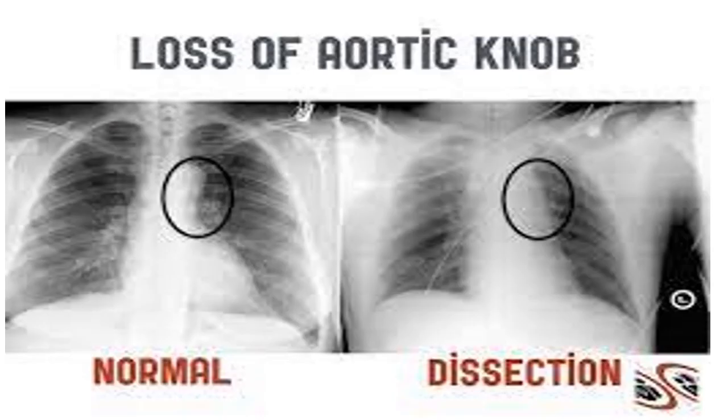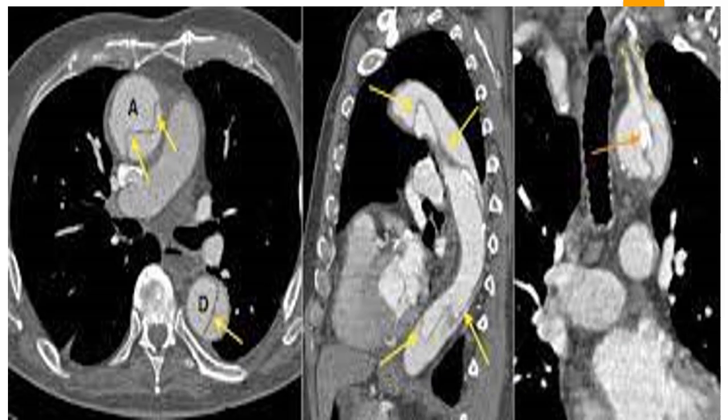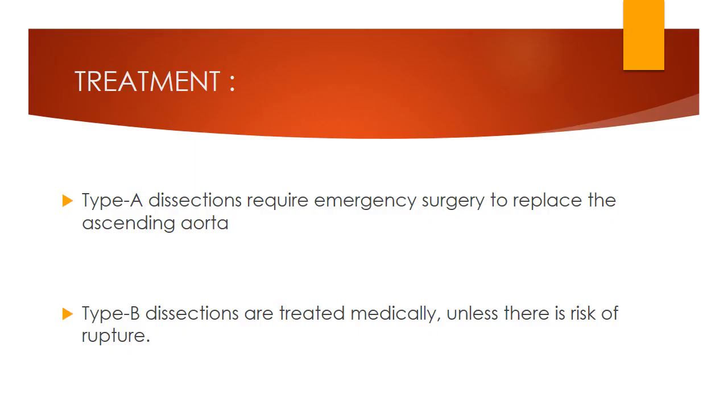This is a picture of loss of aortic knob. We can see on the normal side of the picture, surrounded by a black circle, the presence of the aortic knuckle or aortic knob, whereas on the dissection side there is loss of aortic knob. This is a CT scan, and in the middle picture you can clearly see the aortic dissection, which is pointed out by yellow arrows.